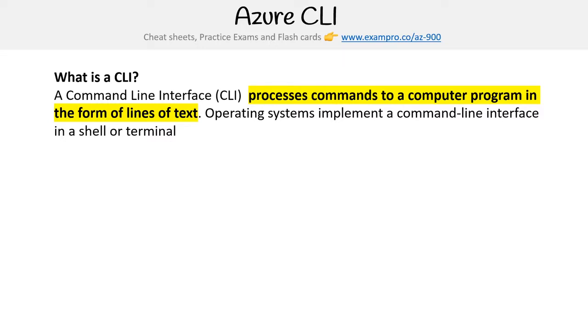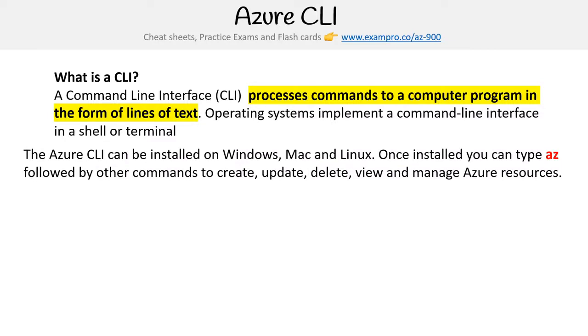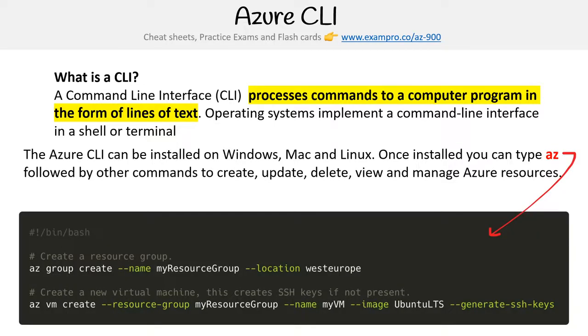We saw a shell earlier, which was PowerShell, but we'll look at what CLI commands look like in a moment. The Azure CLI can be installed on Windows, Mac, and Linux. Once it's installed, you would type AZ followed by other commands to create, update, delete, view, and manage your Azure resources. To really show you what that code looks like, down below we have a bash script, but this could easily be PowerShell.